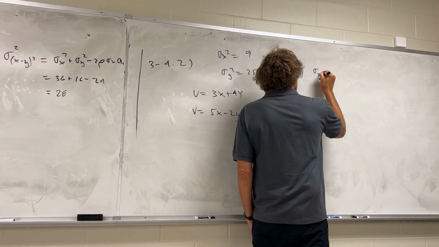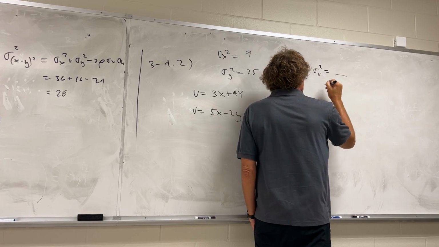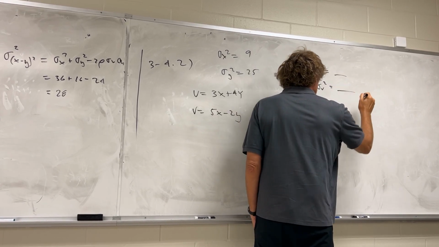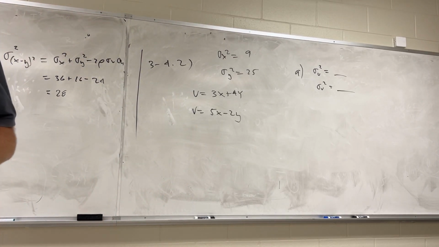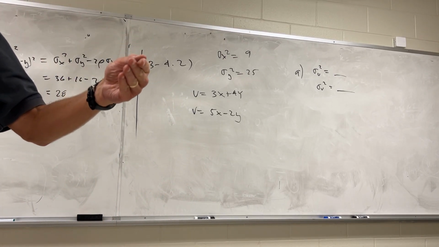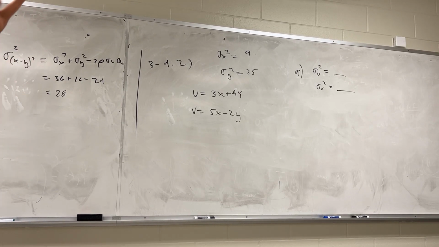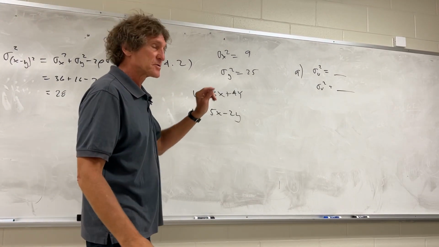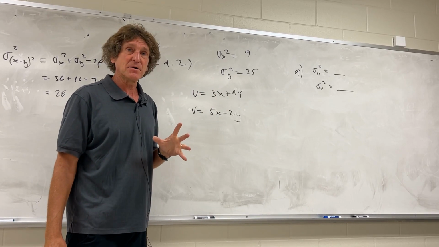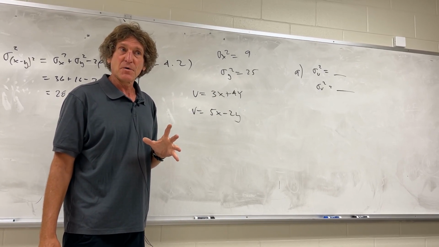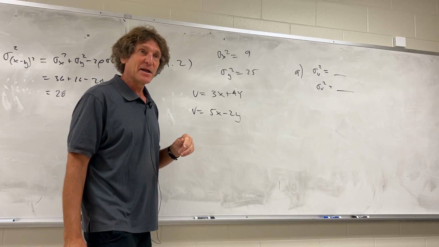So they want sigma u squared, and they want sigma v squared. Okay. Now, you remember, I think we did this in the last exercise. Do you remember when we had coefficients where it wasn't just x plus y being a variable? It was a coefficient like ax plus by. Do you all remember this? So how did we do that?